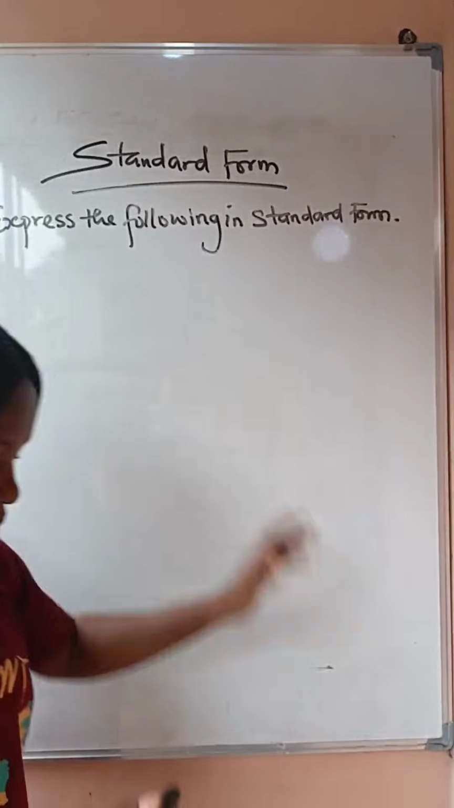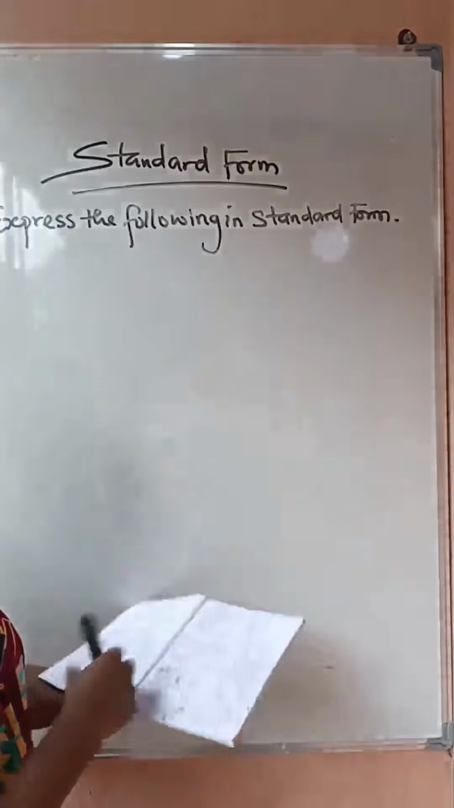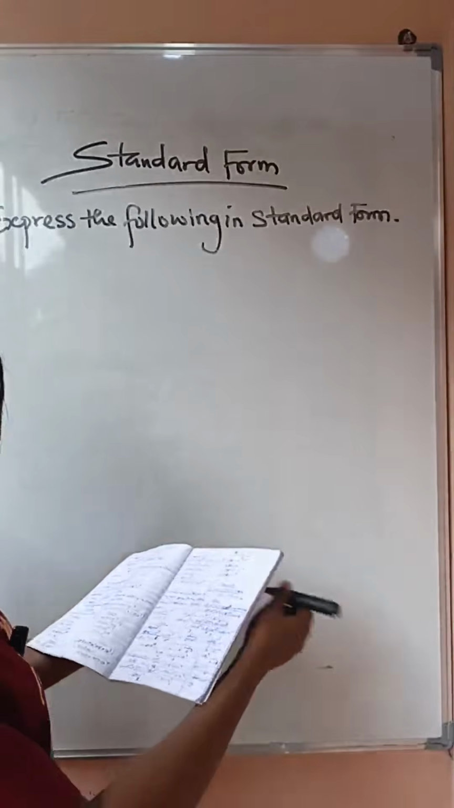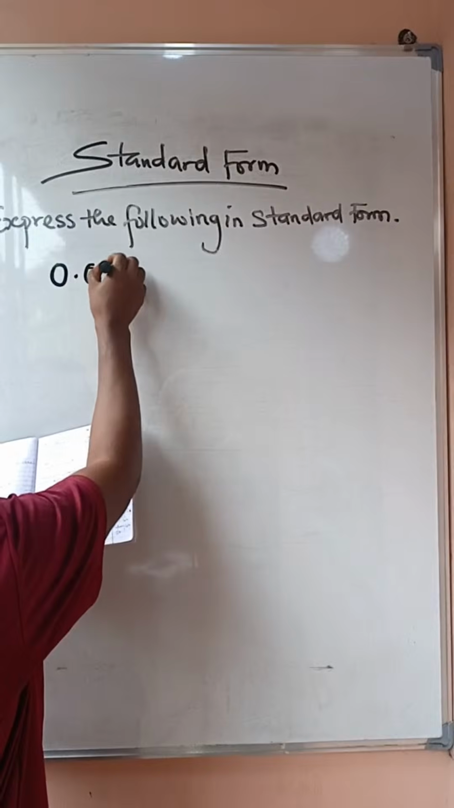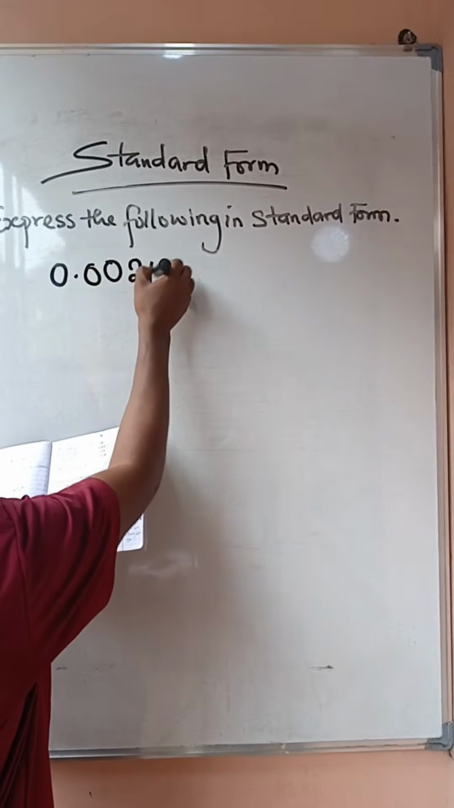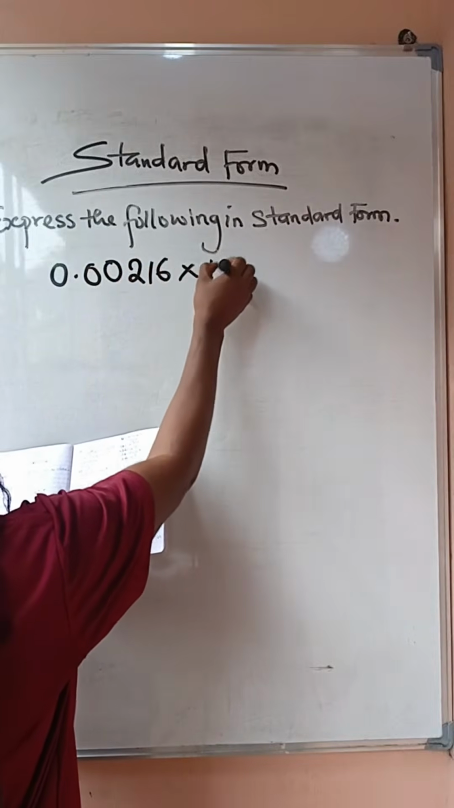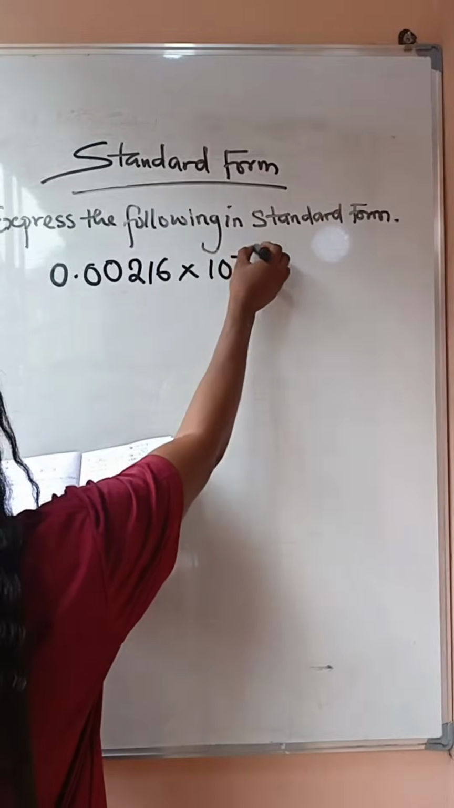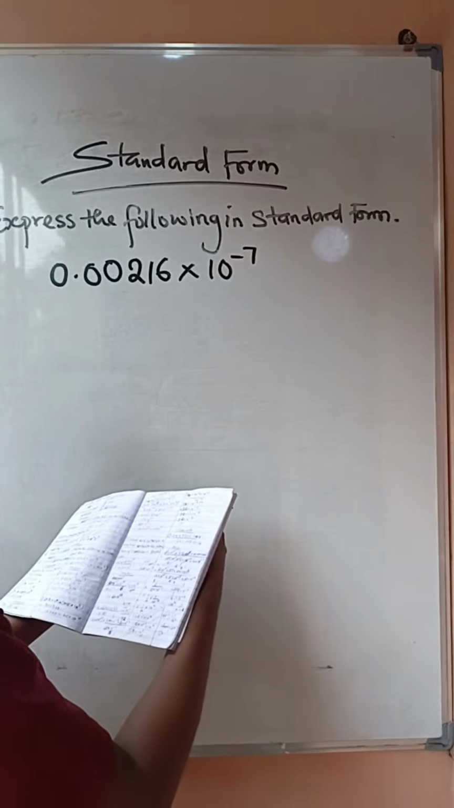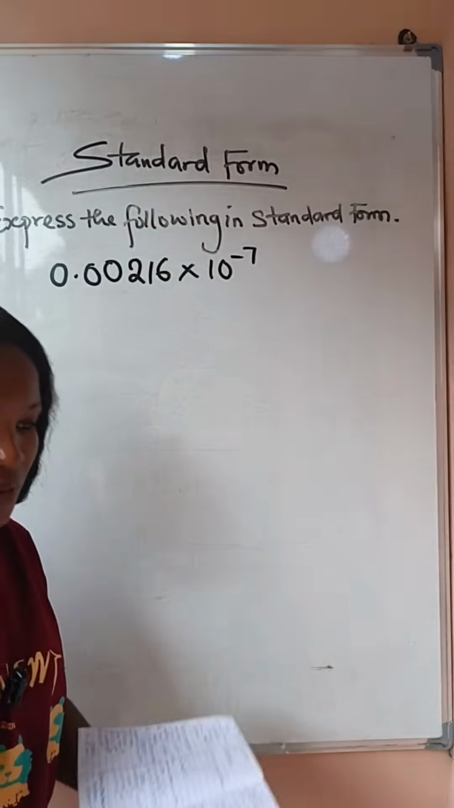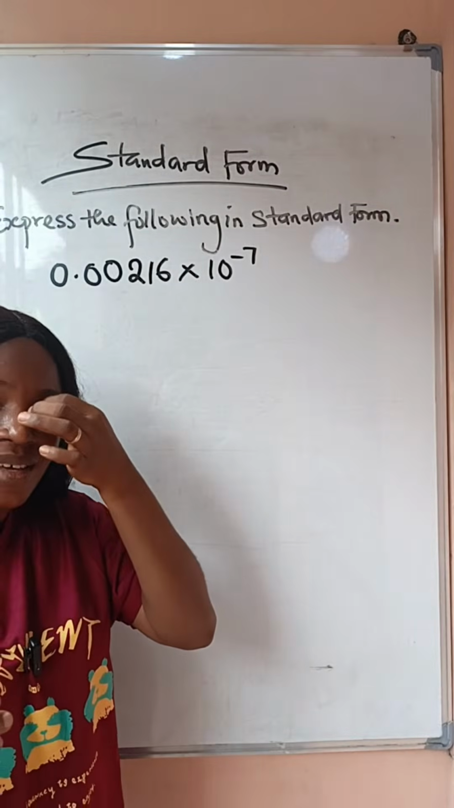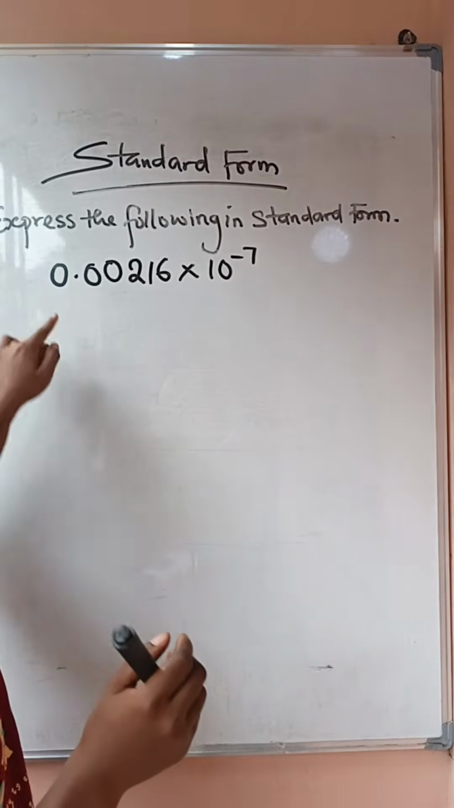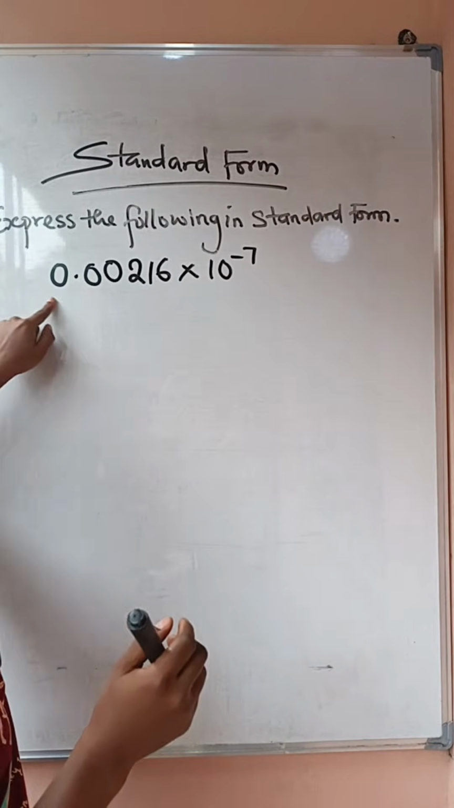So express the following in standard form. Now this one says 0.00216 times 10 to the power of minus 7. You are asked to express this in standard form. Now, the first thing you should notice here is simple. The first thing is that this first number is not in standard form.